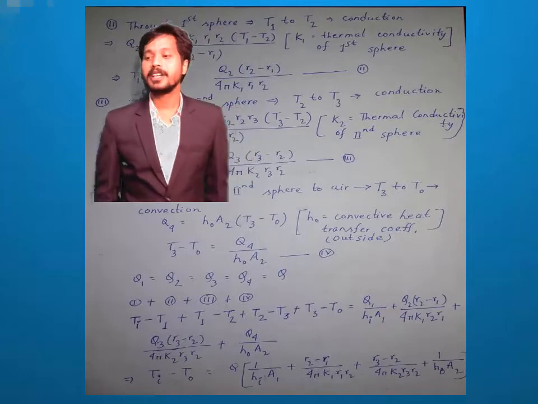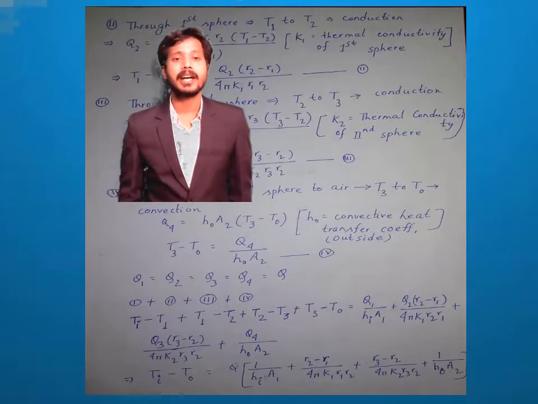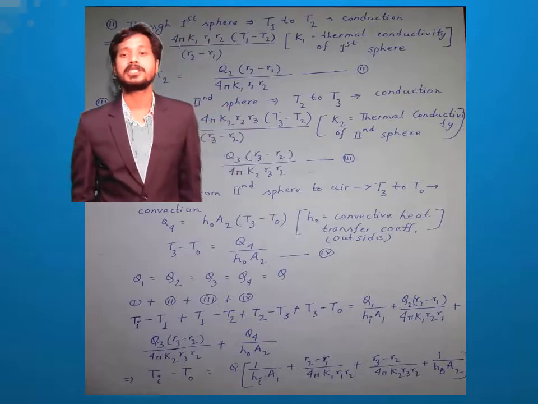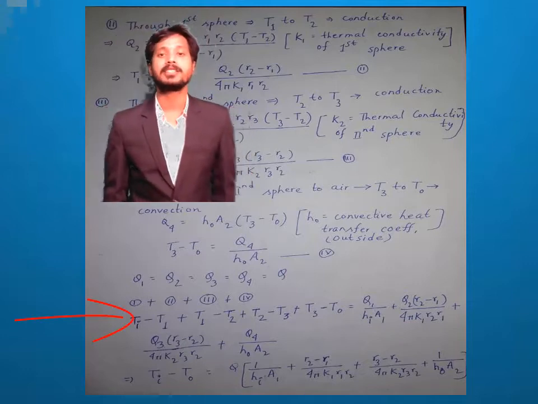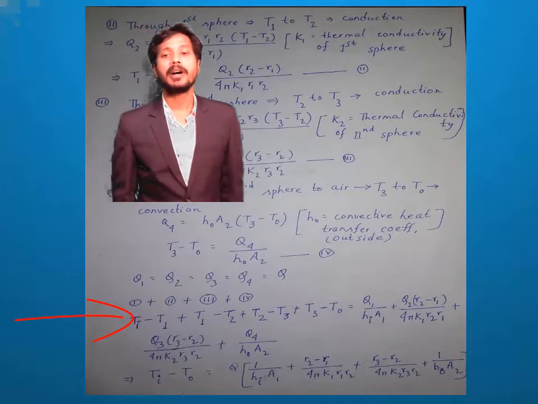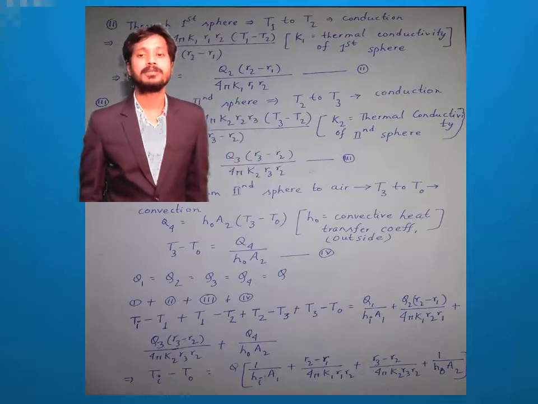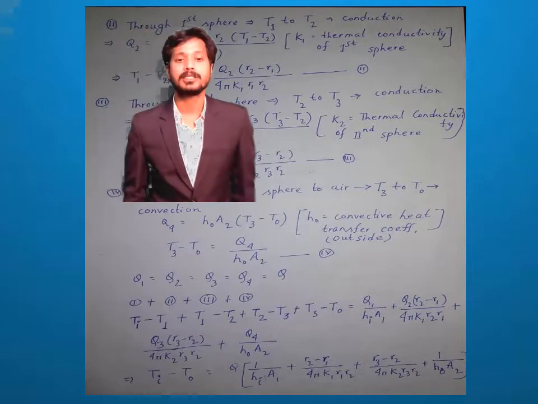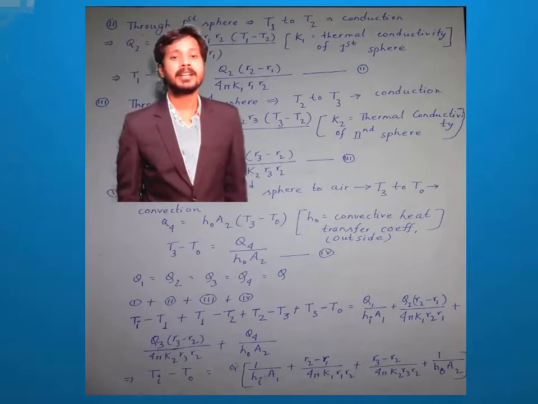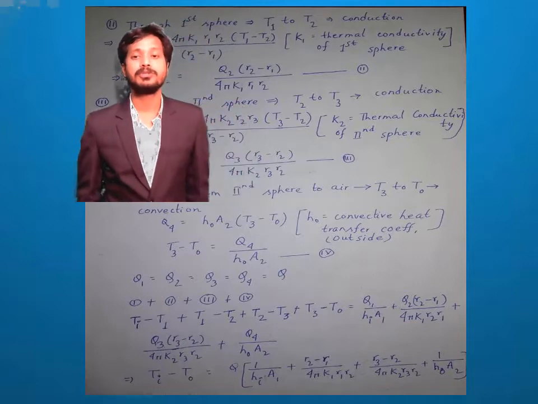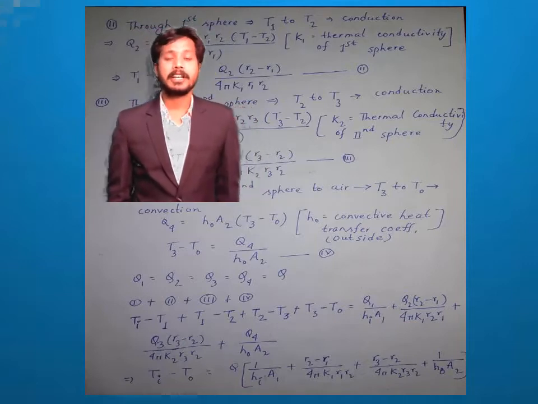So now if I add all these equations, we can write (Ti minus T1) plus (T1 minus T2) plus (T2 minus T3) plus (T3 minus T naught) equals Q1 by Hi A1 plus Q2 into (R2 minus R1) by 4 pi K1 R1 R2 plus Q3 into (R3 minus R2) by 4 pi K2 R3 R2 plus Q4 by H naught A2.